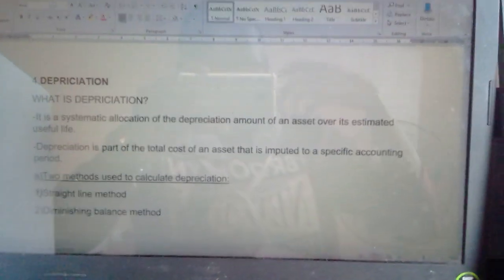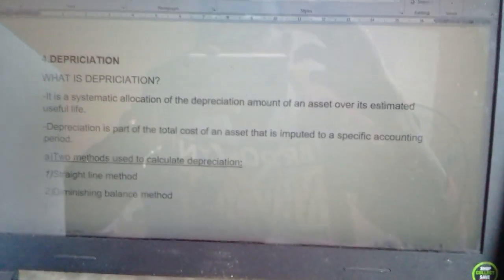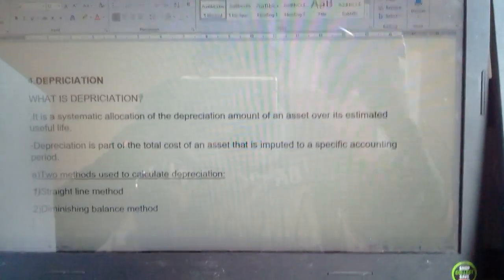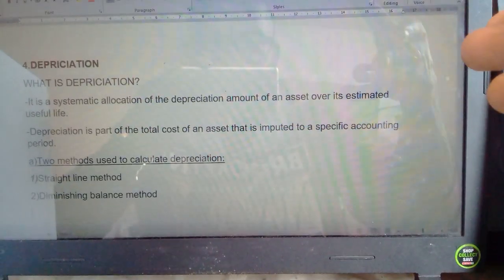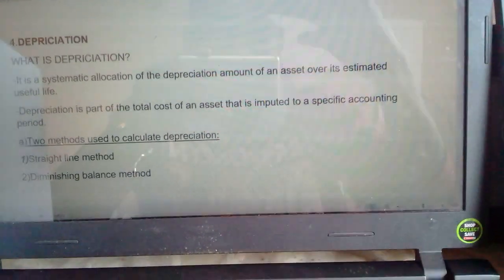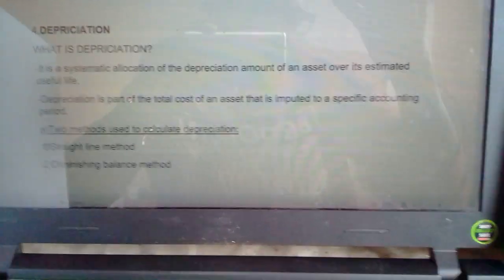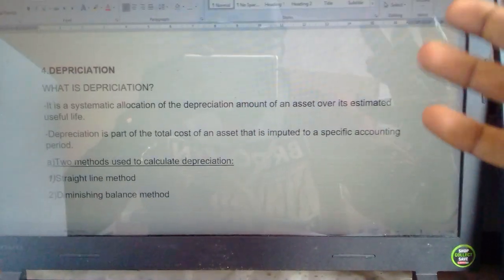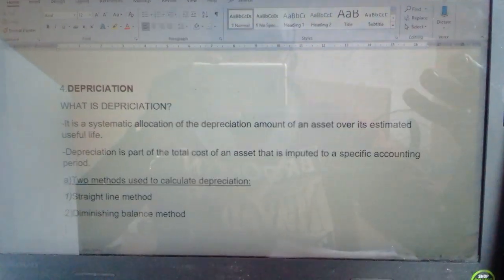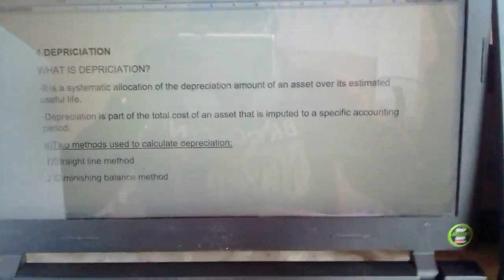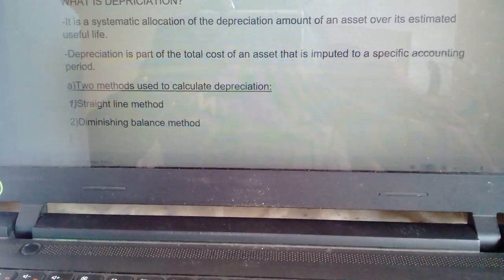Depreciation, for example, is just like a tree. A tree has leaves, but when the leaves fall down, we can say that is depreciation, because at the end the tree will have only branches. Or you purchase a new laptop like this. After some time, that laptop is not the same as it was on the date it was purchased, not brand new. That's depreciation. So we have three methods.